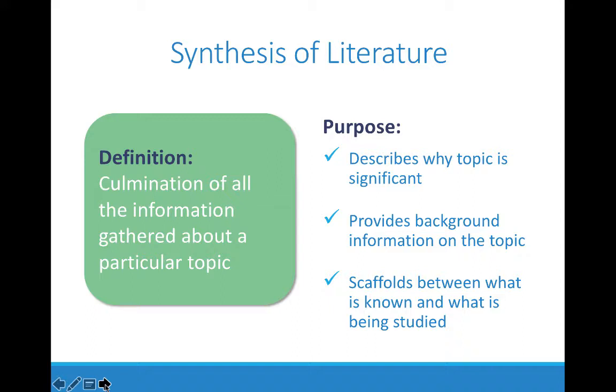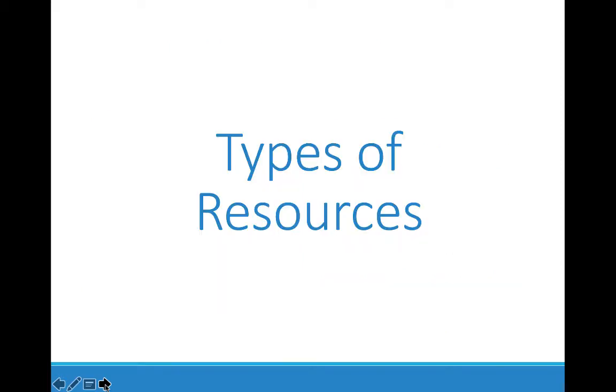So what is synthesis of the literature? What is review of literature? By definition, it's the culmination of all the information you've gathered about your research question. The purpose of it is that it describes why the topic that you want to study is significant. It provides background information on the topic, and it scaffolds between what is known and what is being studied. So essentially it sets up your research study and question for the audience that's reading your work.